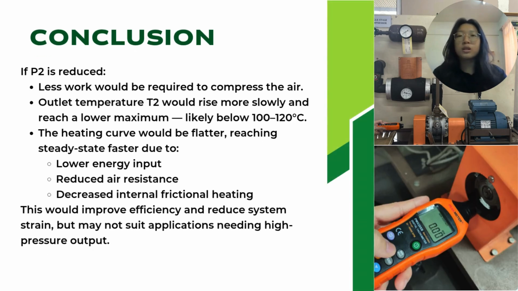If the pressure P2, which is the outlet pressure, is reduced, it means that less work would be required to compress the air, and the outlet temperature T2 would rise more slowly and reach a lower maximum, likely around 100 to 130 degrees Celsius. The heating curve would be flattened, reaching the steady state faster due to the lower energy input, reduced air resistance, and decreased internal frictional heating. This would improve efficiency and reduce system strain, but may not suit applications needing high pressure output.